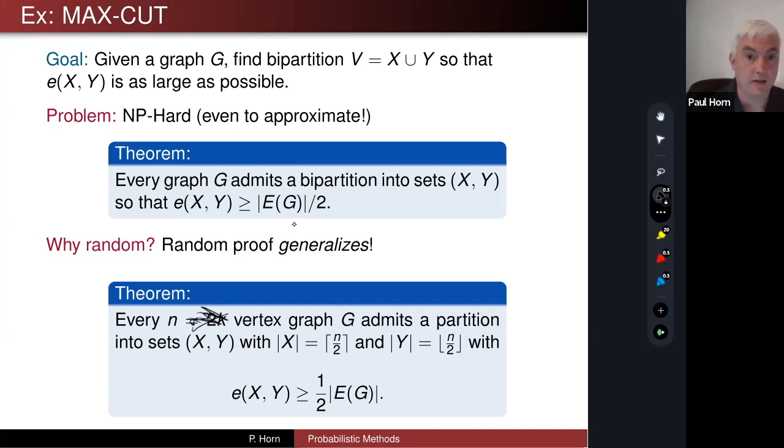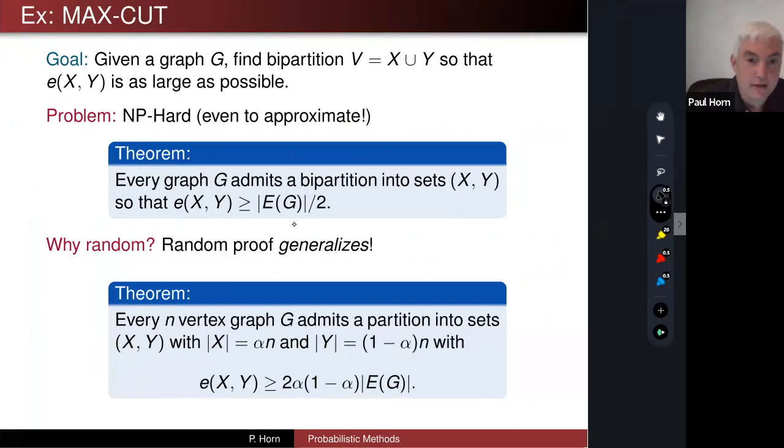Does it make some sense? So actually I can control the size of the sets. Well, what if I want different size sets? I can take my graph and split it into an alpha size portion and a 1 minus alpha size portion, and I can compute how many edges I expect across the cut. This 2 alpha times 1 minus alpha is the expectation there. One can kind of crank it out. And I get all these results.